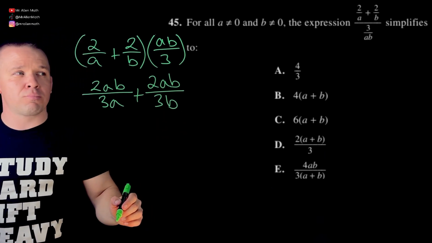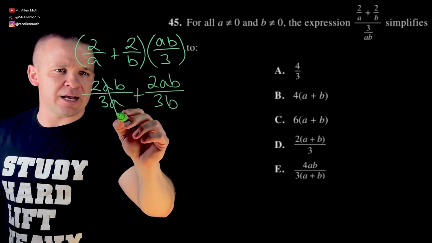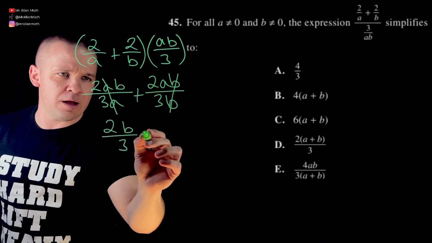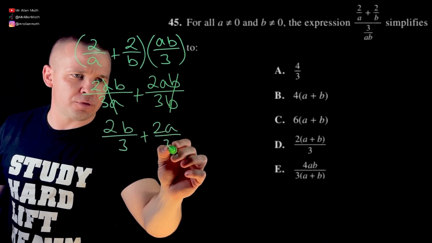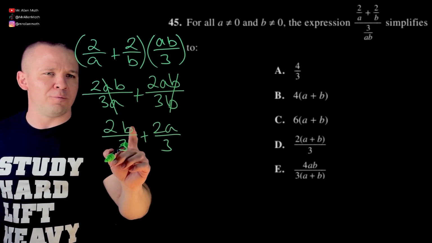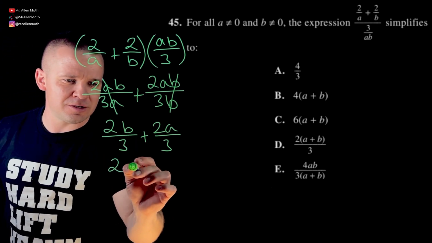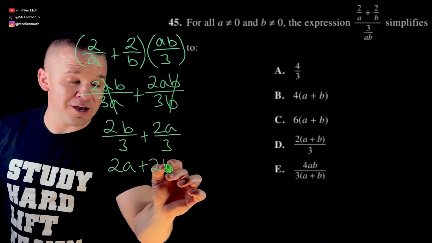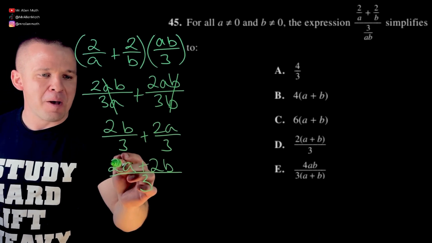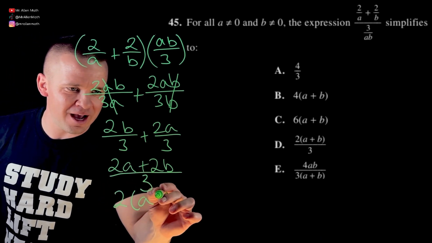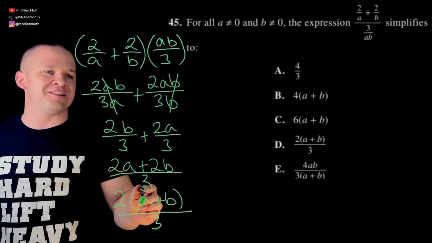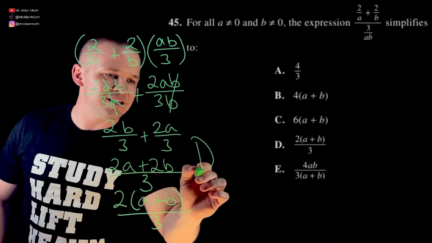Is that a choice? Probably not. But let's see here. If I cancel some a's, cancel some b's, I have 2b over 3 plus 2a over 3. Is that a choice? No. Darn. Hold up. Could I rewrite this as 2a plus 2b, and you might see the answer now, over 3? Oh my goodness, still not an answer. But if I factor out this 2 here, I'm left with a plus b, and that is all over 3. Do I finally have my answer there? Yes, it is choice D.